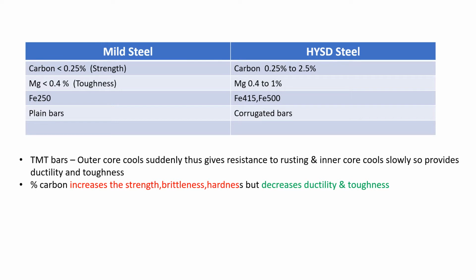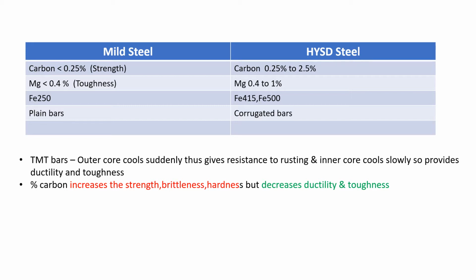Some basic differences between mild steel and HYSD steel. For mild steel, we are using less than 0.25% of carbon, and for HYSD, we vary this proportion from 0.25 to 1%, sorry, 2.5%. As we know, carbon provides strength to the material. Carbon content always provides the strength. For HYSD steel, we have higher carbon content.